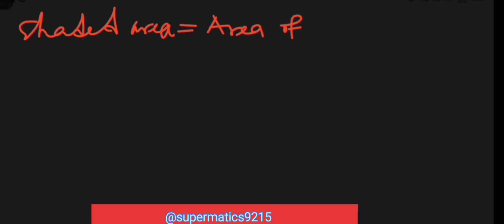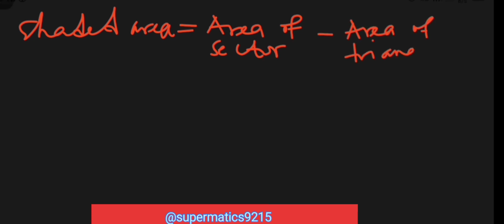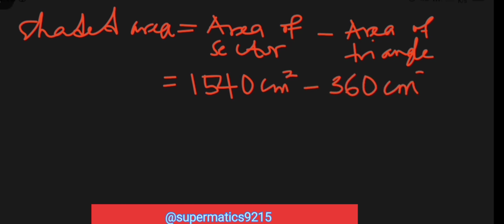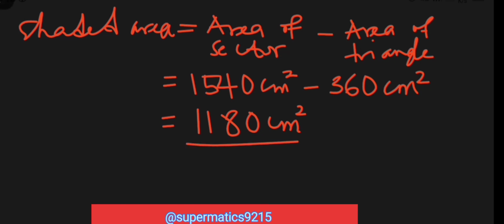Finally, the shaded area is going to be the area of the sector minus the area of the triangle. While the area of the sector is 1540 centimeters squared, the area of the triangle which we subtract is 360 centimeters squared, and that gives 1180 centimeters squared as the area of the shaded portion.